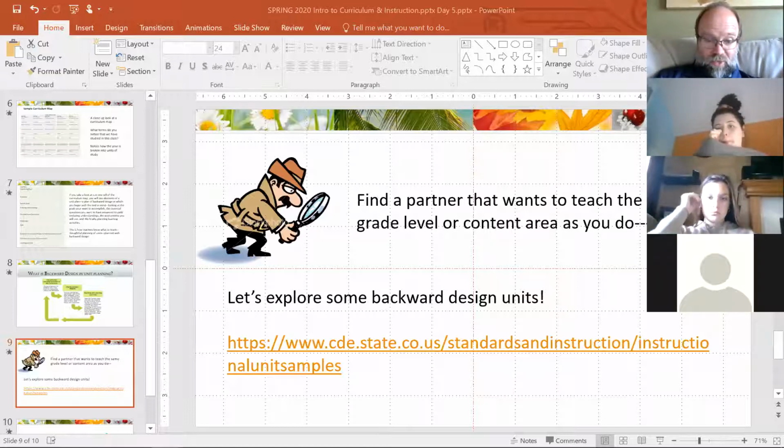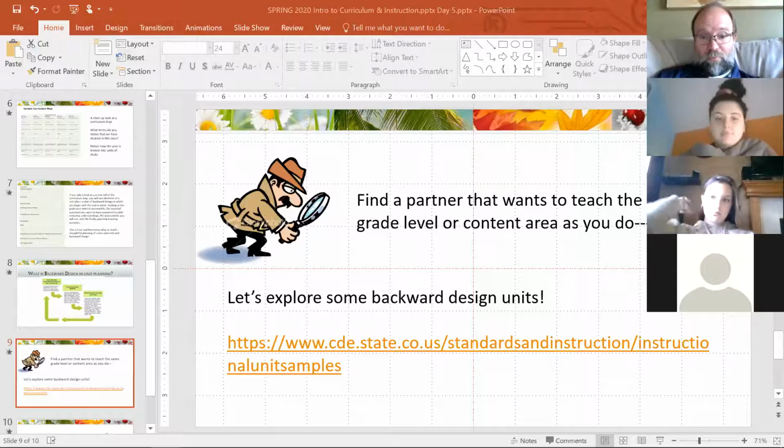So as you can see, Understanding by Design, or UBD, is a way of thinking purposefully about curricular planning. It's got that 3-stage design process, as we've said.